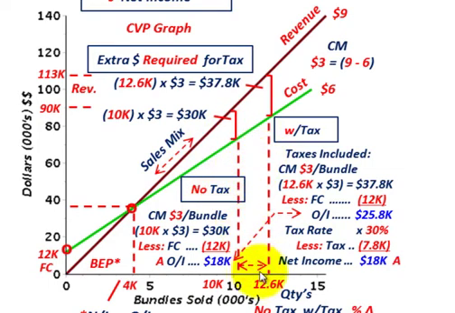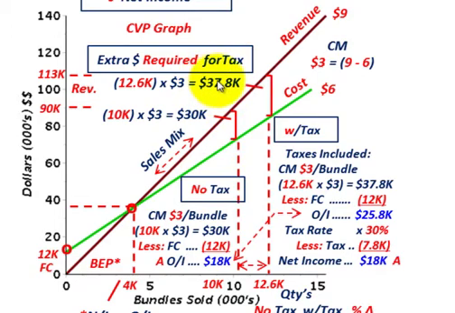Now, looking at the tax, the case here is we moved up from 10,000 to 12,600 in the number of bundles. That moved up our costing line here, and we calculated that the contribution margin would have been the $3 per bundle times 12,600, $37,800. So without the tax, we only have to look at a contribution of $30,000 pre-tax.